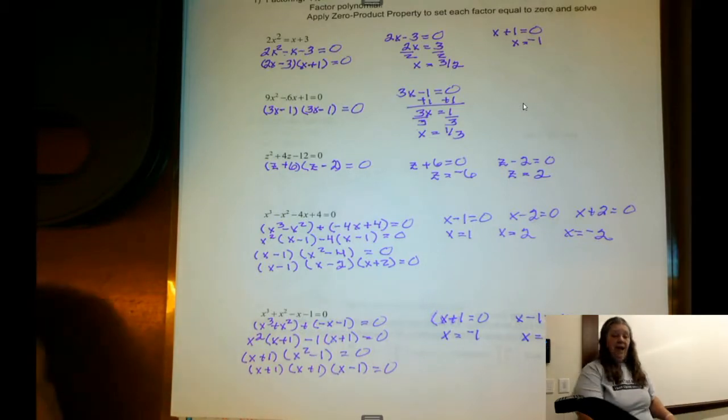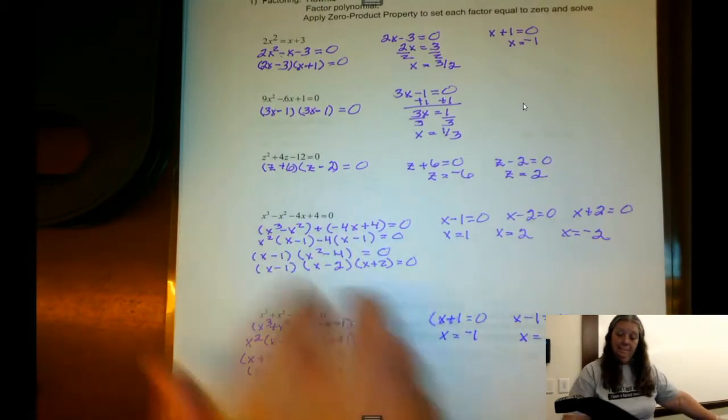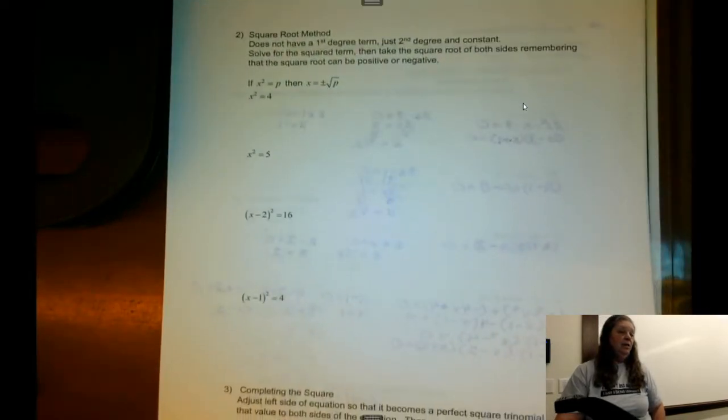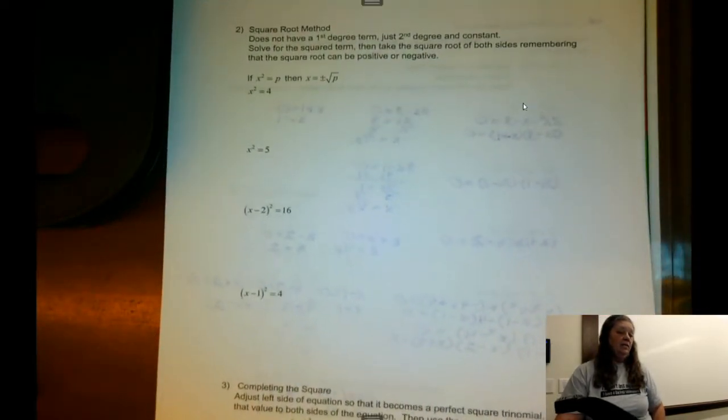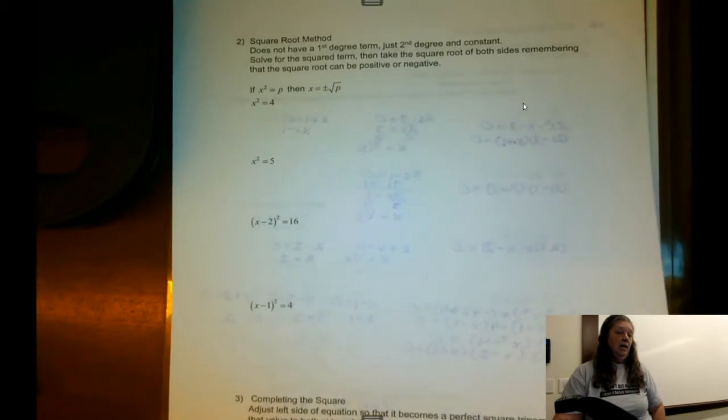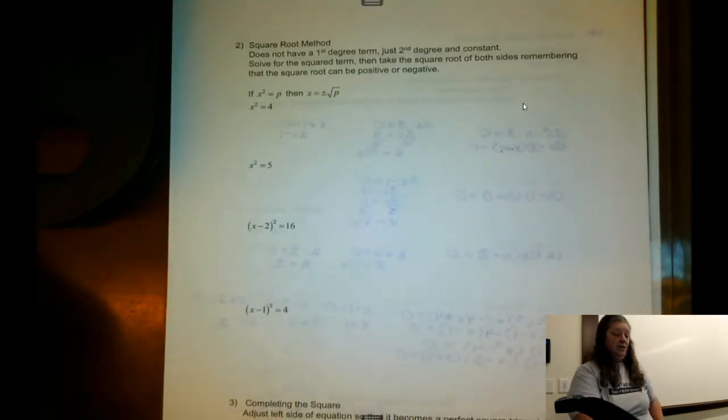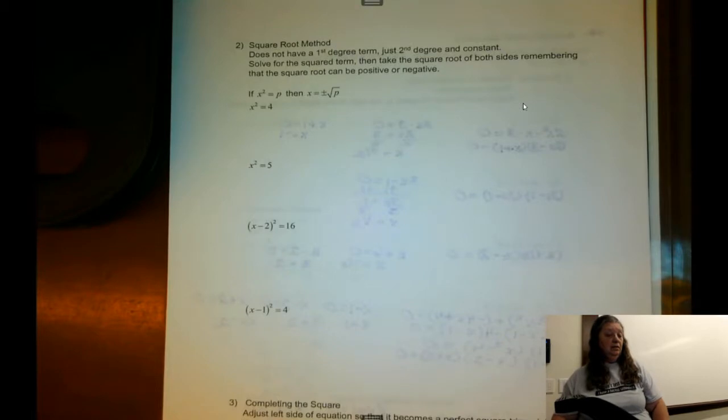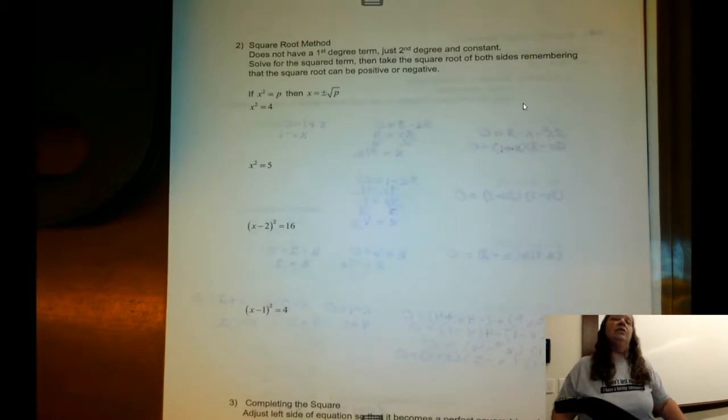And that's it for the factoring method. Our next method is a square root method. Now for the square root, you have something squared on one side of the equal sign and a number on the other side. And we go through the idea that if x squared equals some number, then x is the plus or minus square root of that number.